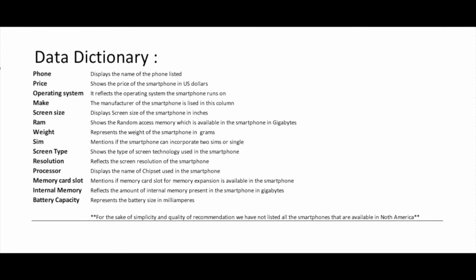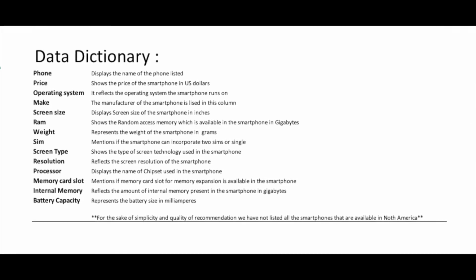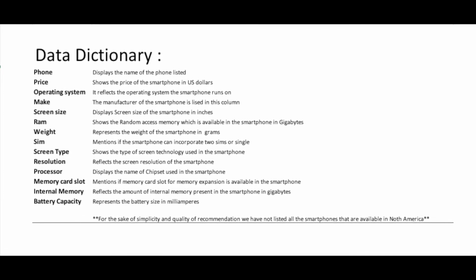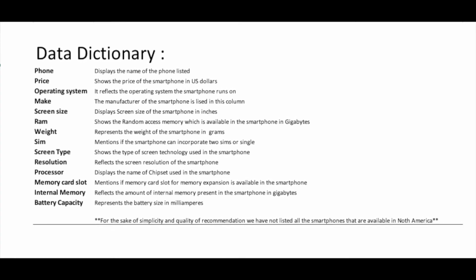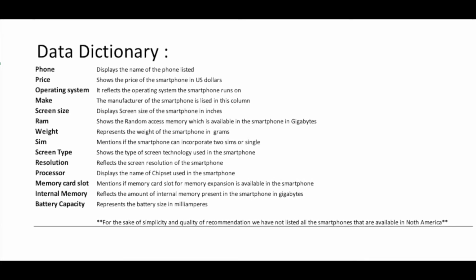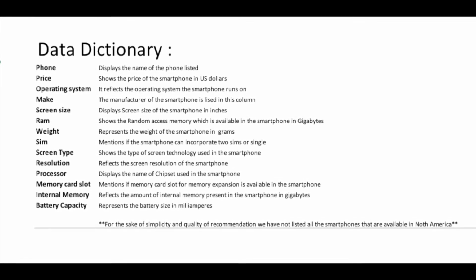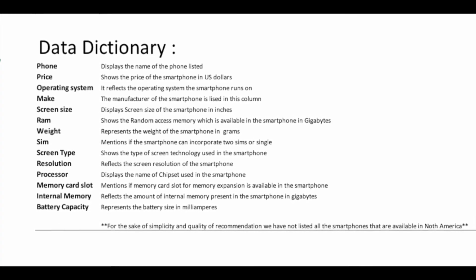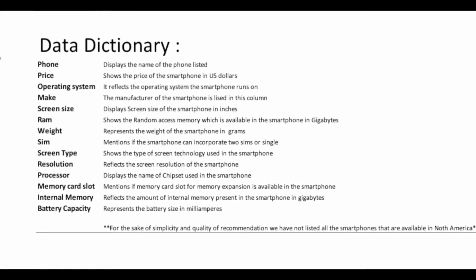Next is the data dictionary. It explains everything a user should know about the specification heads. As we can see, phone means the name of the phone mentioned in the list. Price means the price of the phone in US dollars. Similarly, operating system shows the operating system the phone is running on. Screen size is displayed in inches. RAM is random access memory, which is in gigabytes. Weight is in grams. SIM shows if smartphone has dual SIM functionality or single SIM.